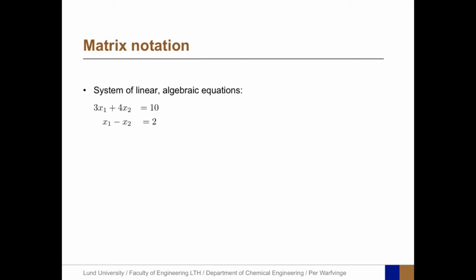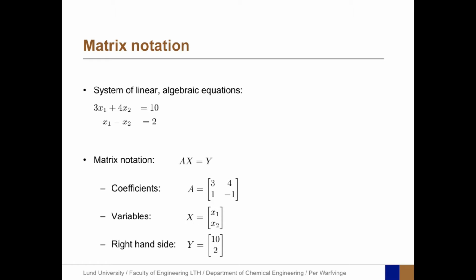Here is one example of a linear algebraic equation consisting of two equations with the two variables x1 and x2. And the first equation is 3x1 plus 4x2 equals 10. We have 6 terms, but this can be reduced to a series of 3 matrices. So this equation can be written as A times x equals y, where A represents the coefficients that are used to multiply the variables x1 and x2, while the right-hand side of the equation is 10 and 2, and we call the latter vector y.